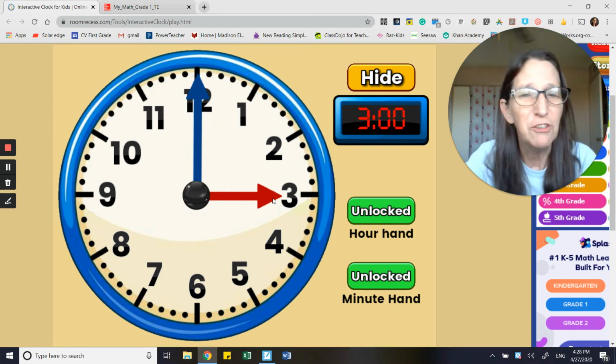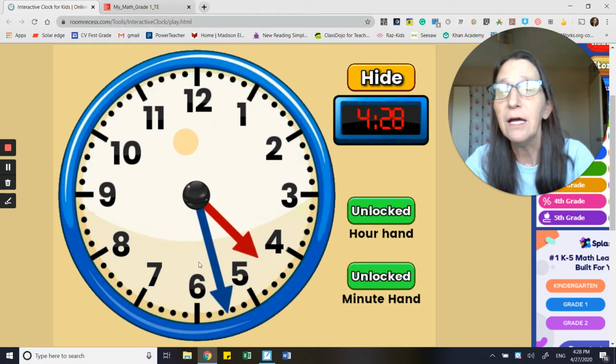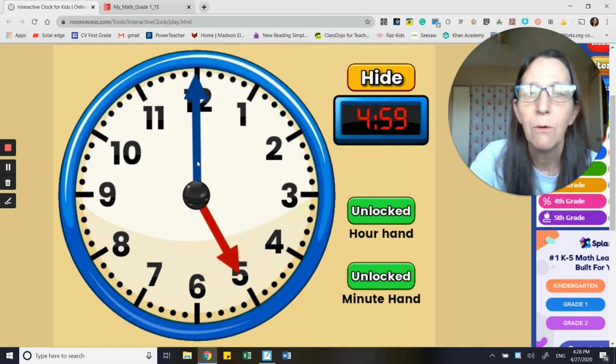So all you have to do then is see where the hour hand is pointing at. Right now, it's pointing at 3 o'clock. What if I went like that? What time is it now?